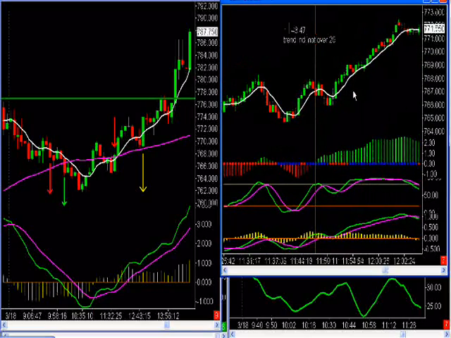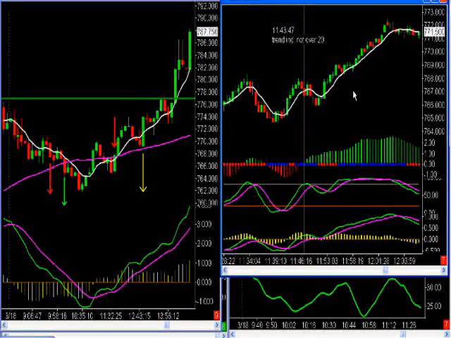This one is one that I did not take, and I want to point it out. This was a scalp long that was setting up at 1143.47. This is the bar that it's setting up on. Now, this bar is not closed yet above both moving averages, but still, it would be your discretion whether you wanted to take it or not. But what would hold me out is that our trend indicator is not over 20.